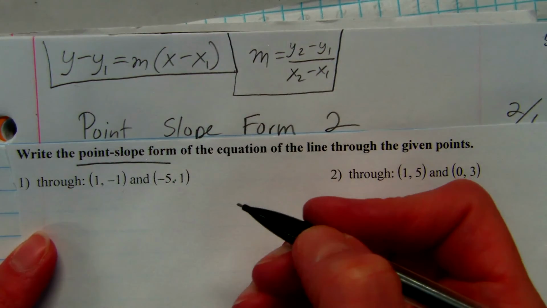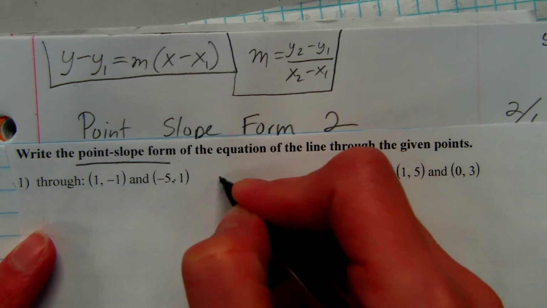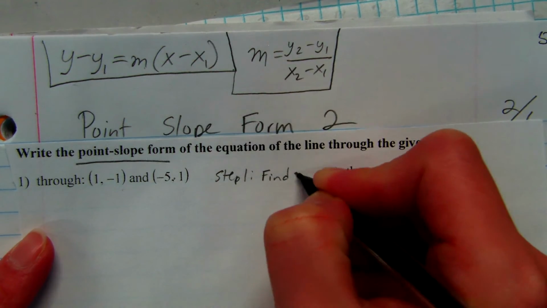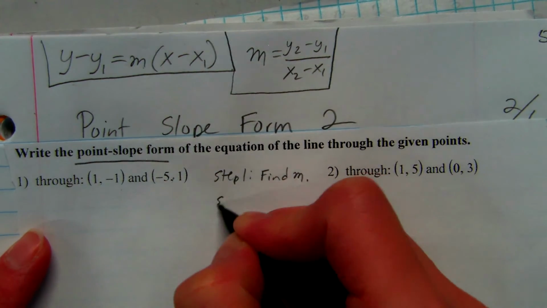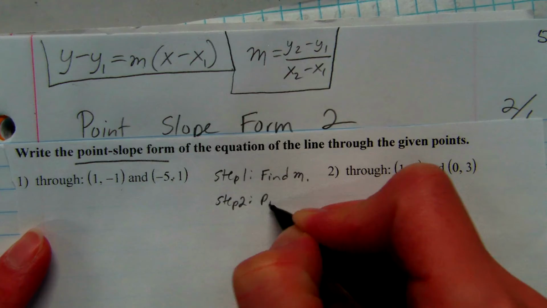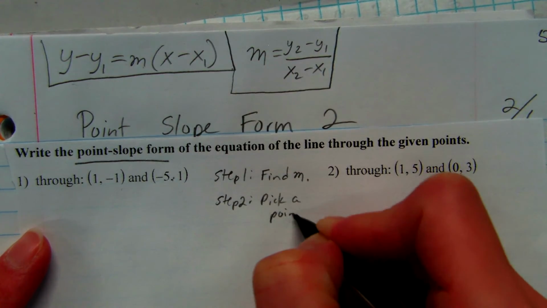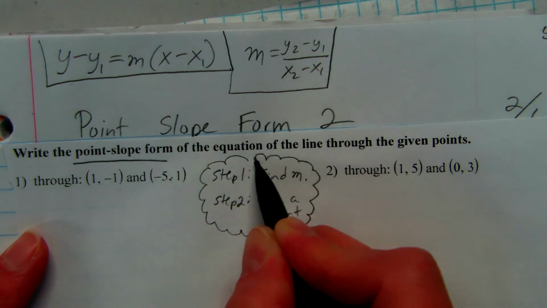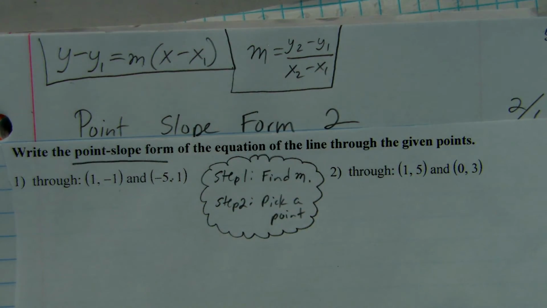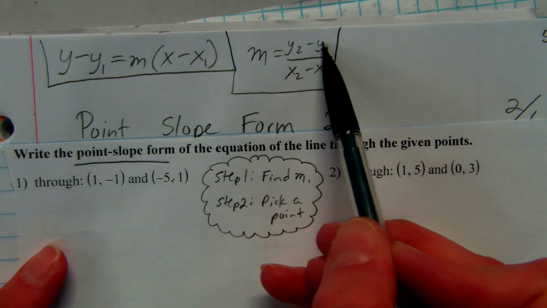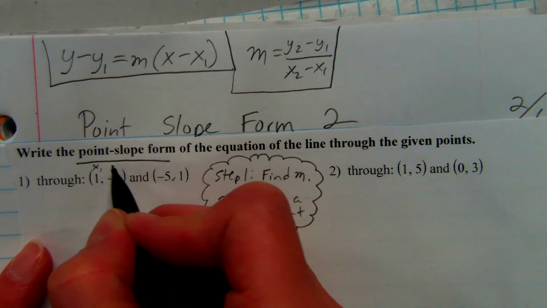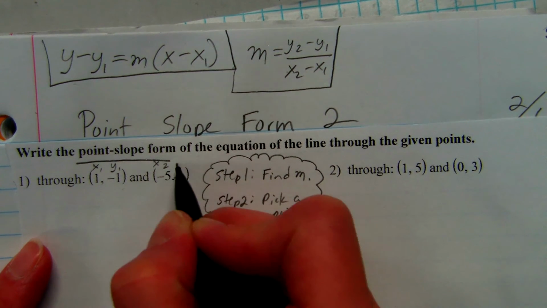So I'm going to put over here, step 1, find m, which is find your slope. And then step 2, we will pick a point to put into our equation. So I'm leaving that fairly simple, but after we go through it, I think that'll be enough to kind of jar your memory on what we're doing. So to use the slope formula, y2 minus y1, x2 minus x1, we're going to label these. So I'm going to go x1, y1, x2, y2.